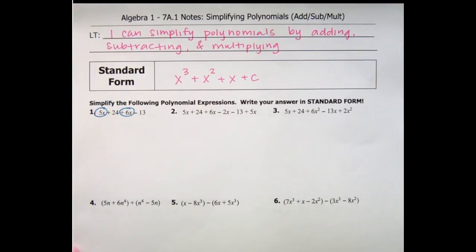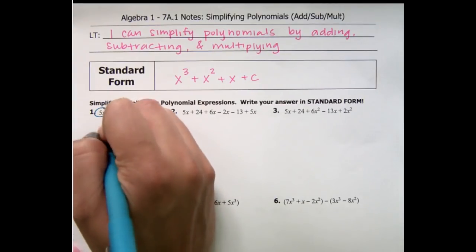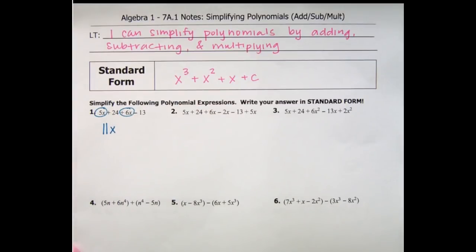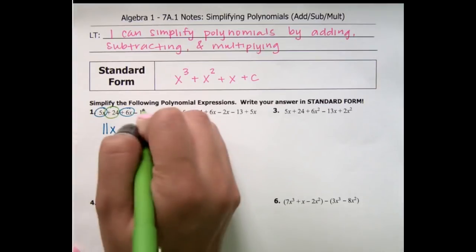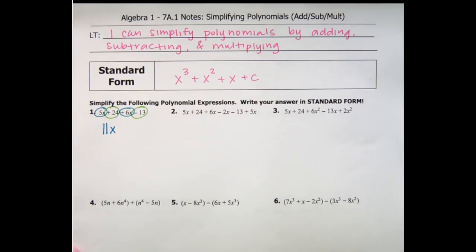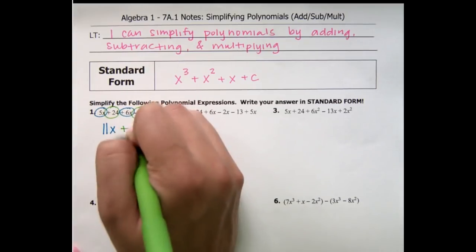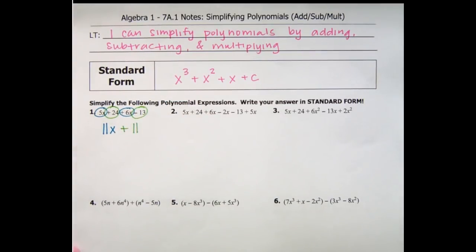So 5x plus 6x is 11x, and then all I have left are the numbers without variables. 24 minus 13 is positive 11, and that's my answer, 11x plus 11.